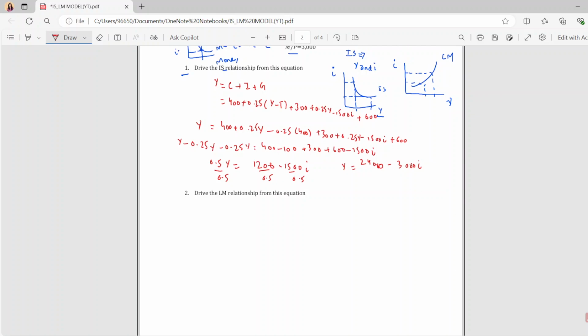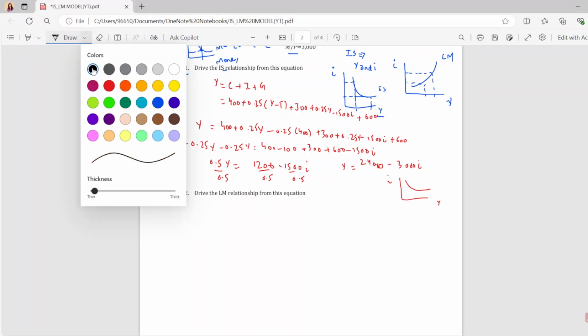It tells us that the interest rate negatively depends on y, and the intercept of that function is this. So if I were to write it down, it's gonna look like this. This negative sign represents that it's going to be a downward sloping curve. Moving on to question 2.